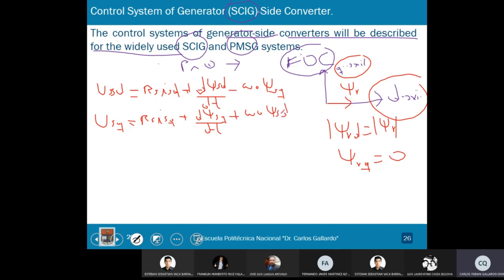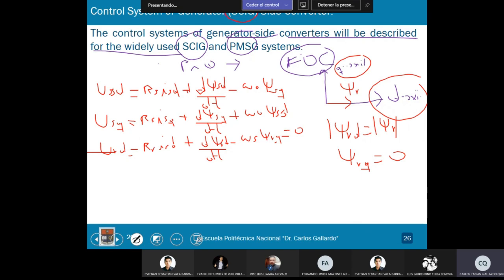What about the rotor? For the rotor, I will have here the rotor voltage on the D axis is equal to the rotor resistance times the rotor current on the D axis, plus the derivative of the rotor flux on the D axis with respect to the time, minus the synchronous speed times the rotor flux on Q-axis, and this is equal to 0 because I am working with the squirrel cage induction generator.